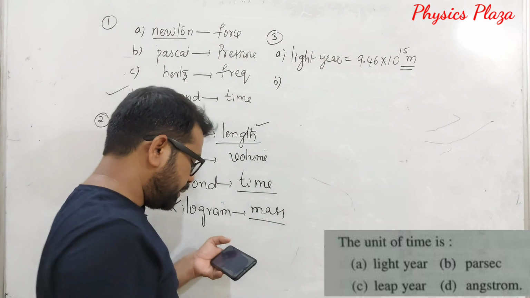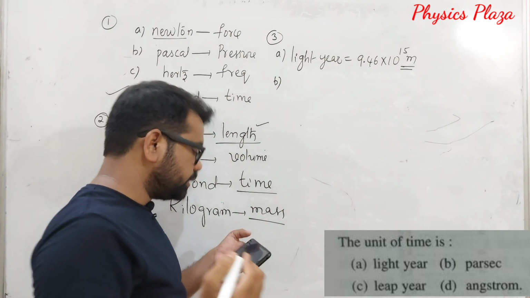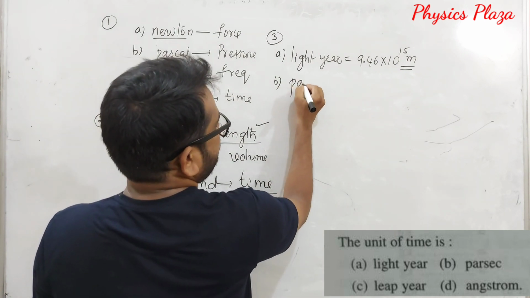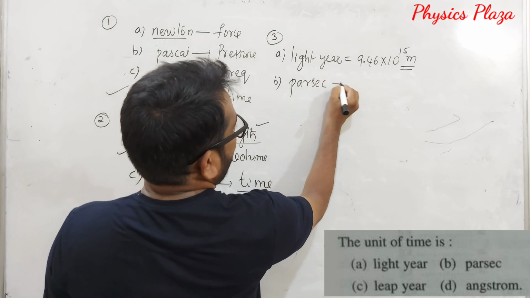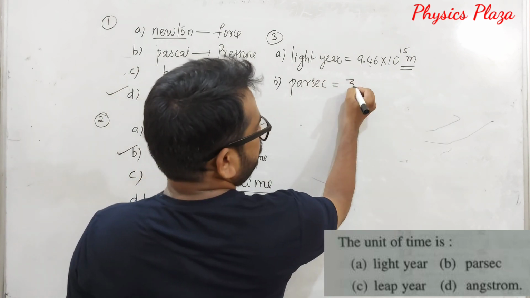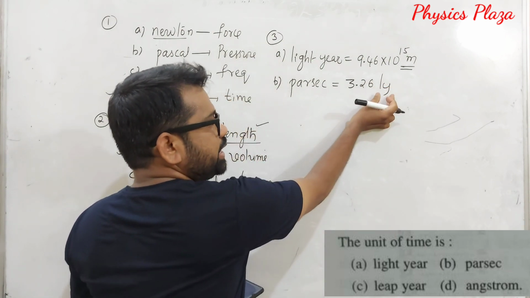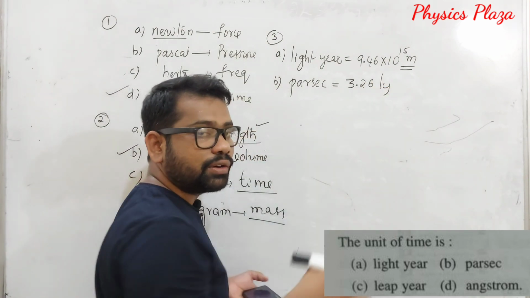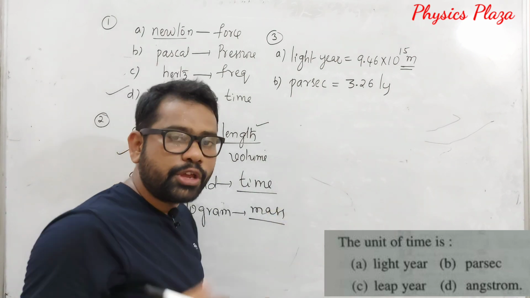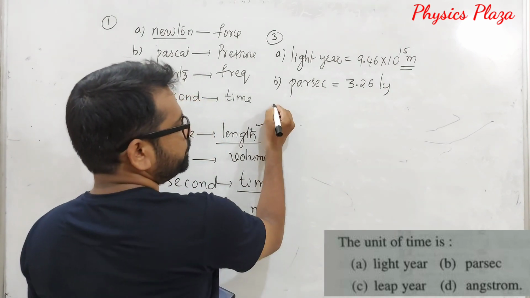Now option B is parsec. Here 1 parsec is equal to 3.26 light years. As light year is in meters, a unit of distance, so obviously parsec is also a unit to measure distance only.